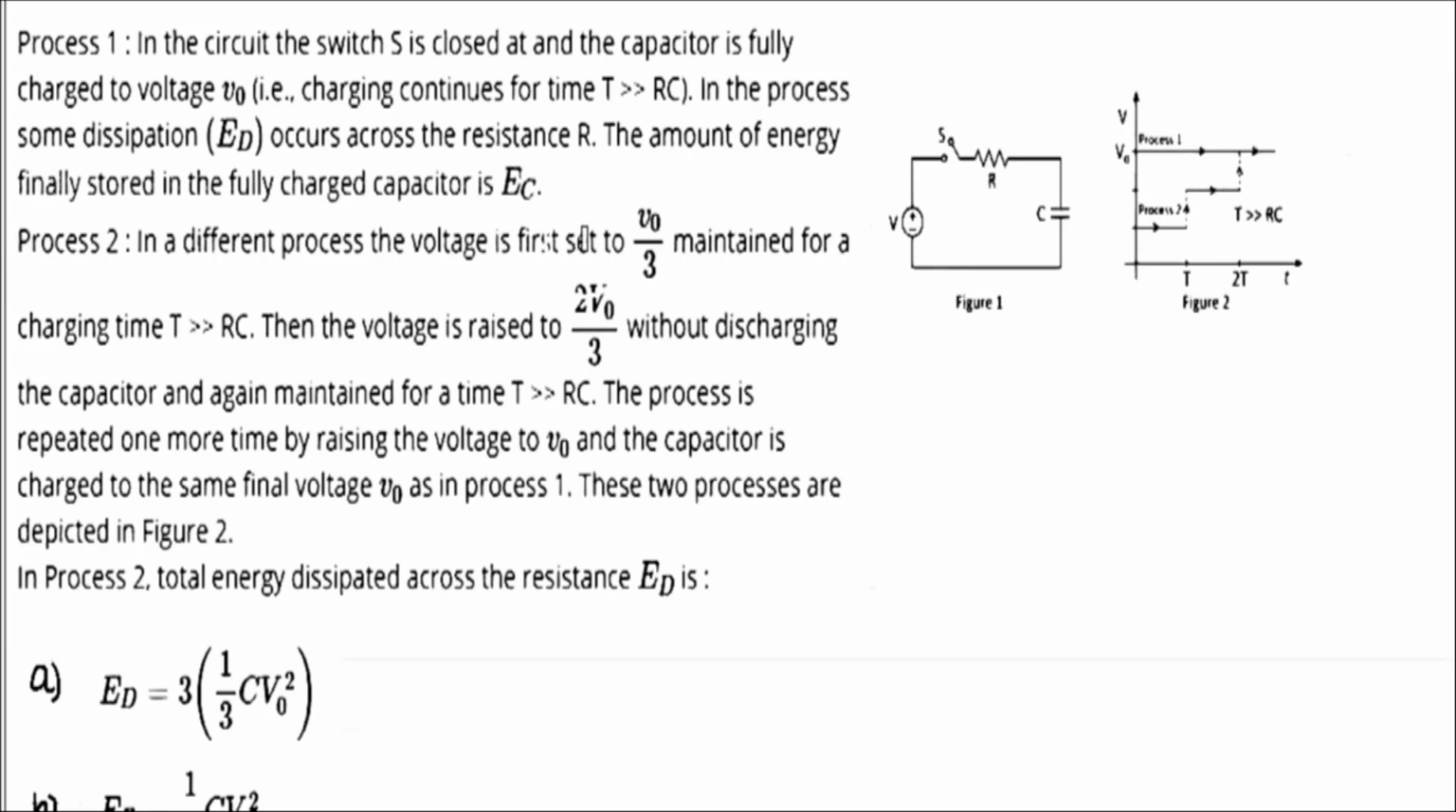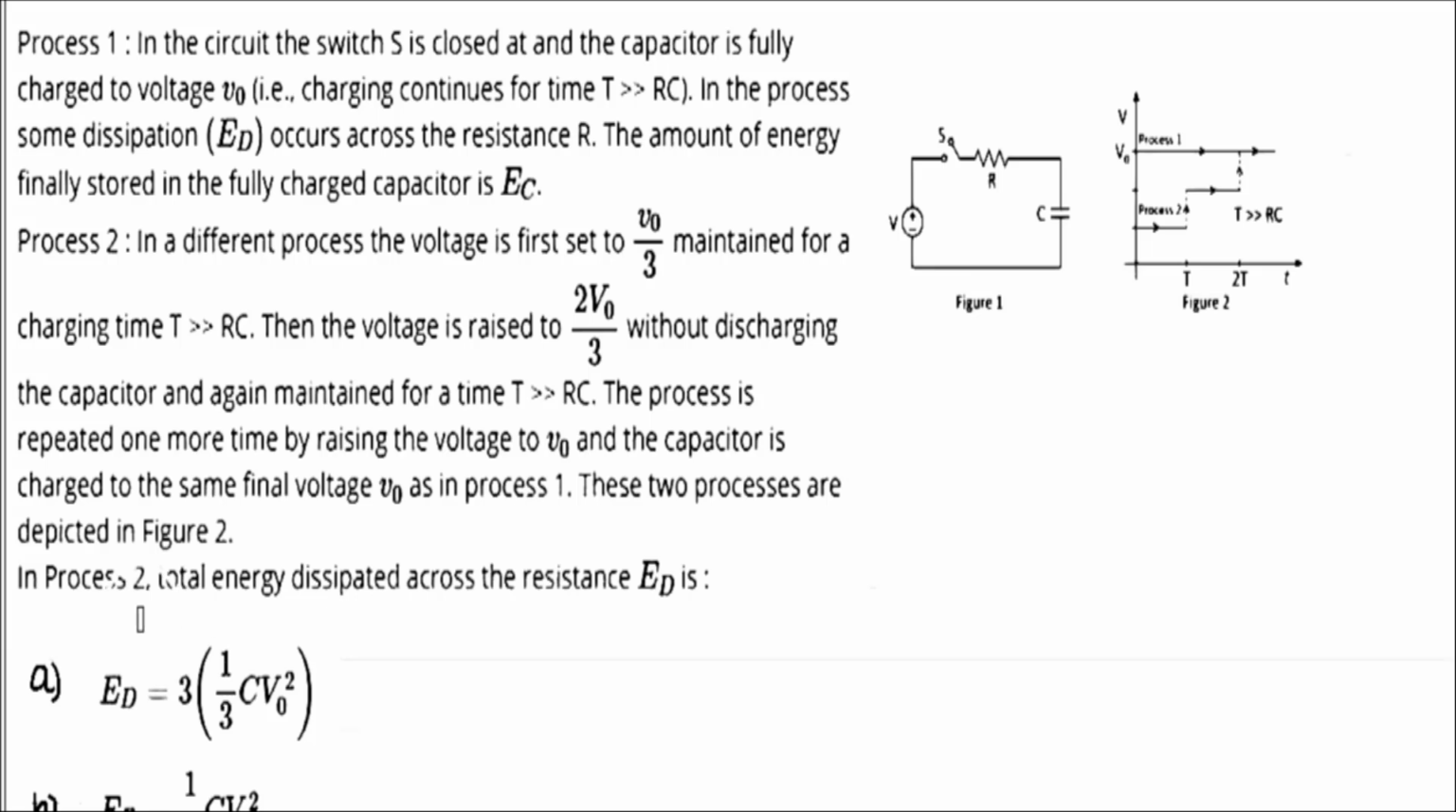Now in the second process, it is first supplied with V naught by 3 voltage, then it is connected to a battery having a potential of 2 V naught by 3. The time for which it has been done is very much greater than RC. Now the process is repeated one more time by raising the voltage by delta V. So first the potential is V naught by 3, then 2 V naught by 3, then V naught.